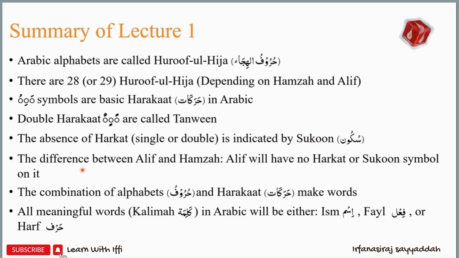The difference between alif and hamza is that alif will have no harakat or sukoon symbol on it. The combination of alphabets or huruf and harakat make words. And all meaningful words in Arabic are called kalima. And there are 3 types of kalima: ism, fail, or harf.